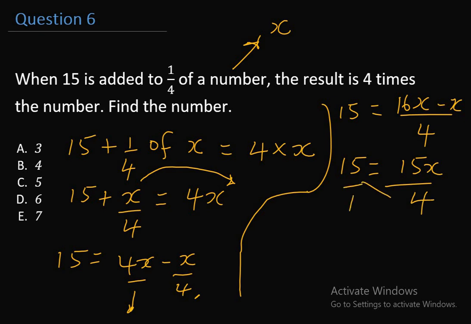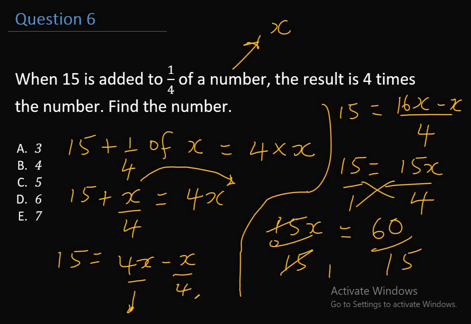Let this be over 1. Then you cross multiply. So 15x times 1 will give me 15x. Alright? So 15 times 4 will give me 60 here. Then divide both sides by 15. Dividing through by 15, 15 here 1, 15 here 1. 15 into 60 is 4. So x is equal to 4.